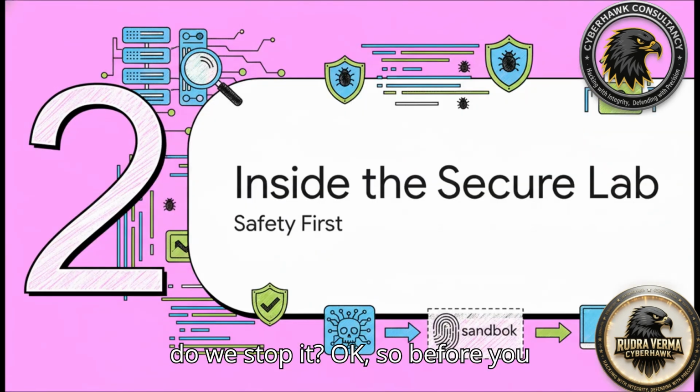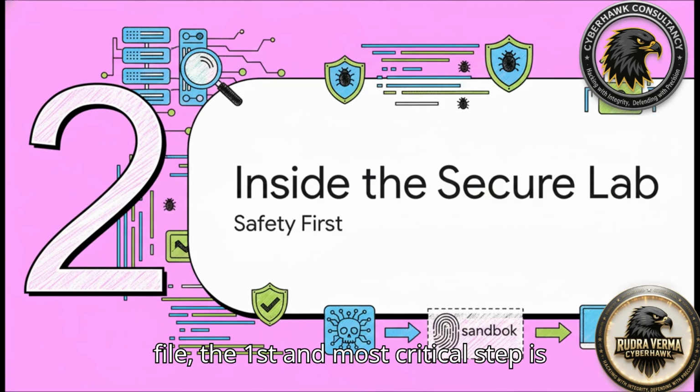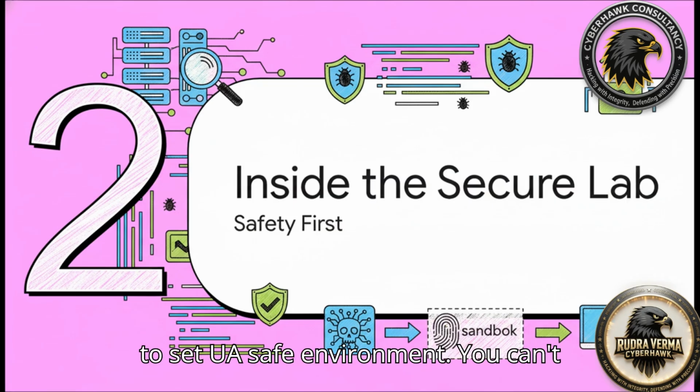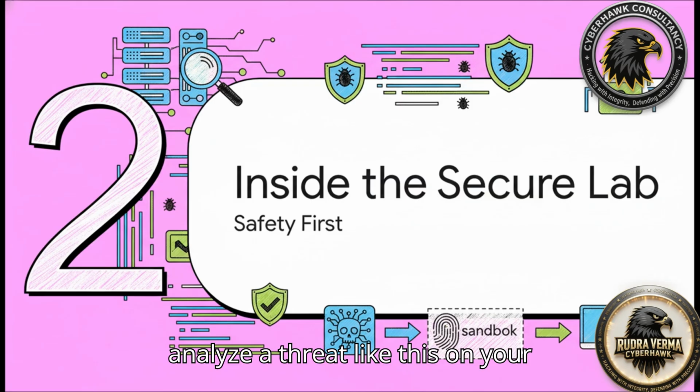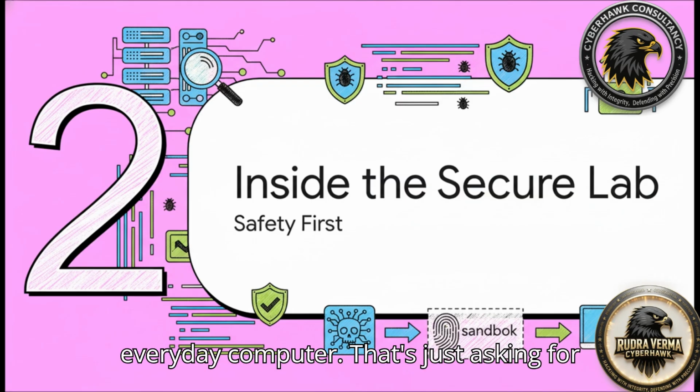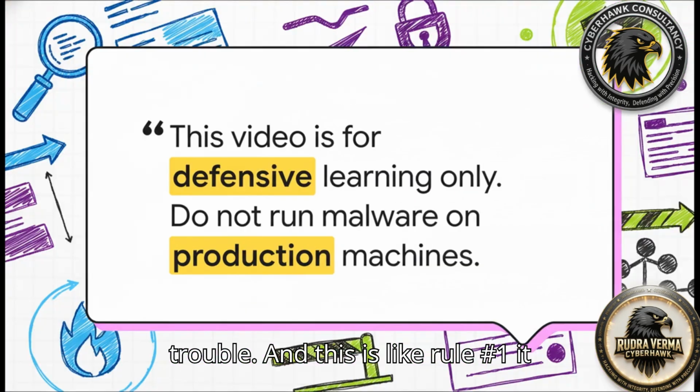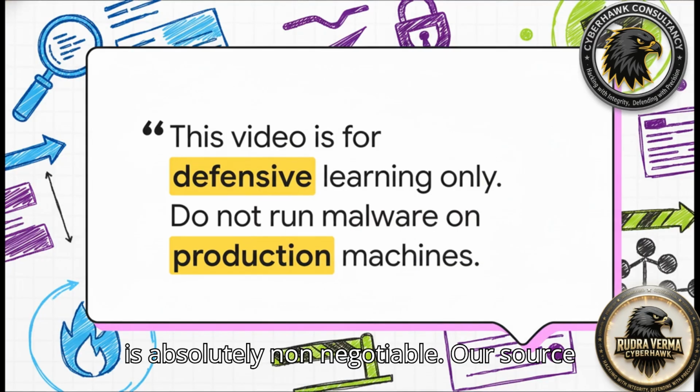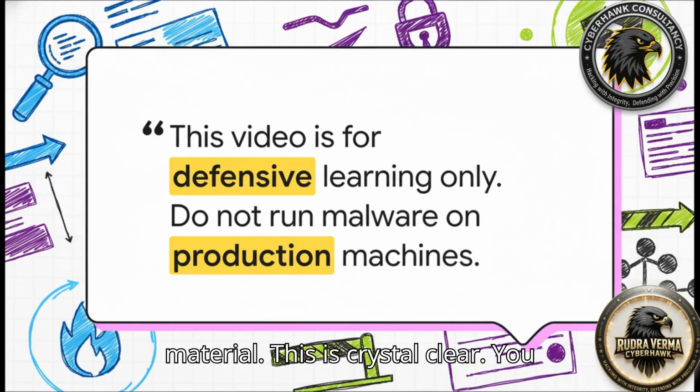Okay, so before you even think about double-clicking that file, the first and most critical step is to set up a safe environment. You can't analyze a threat like this on your everyday computer. That's just asking for trouble. And this is like rule number one. It is absolutely non-negotiable. Our source material for this is crystal clear. You never ever run malware on a machine that's connected to anything important. Analysts have to work in completely isolated labs to prevent any kind of accidental outbreak.